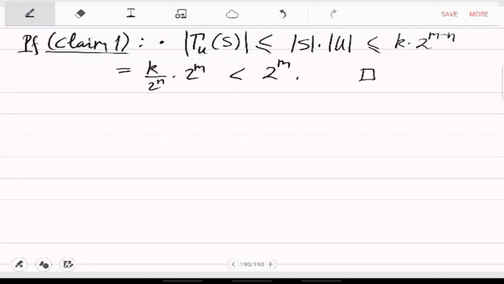So next is claim 2, where we start with a large S and we have to find k points or k vertices such that starting from this S, everything is a neighbor. Now since we don't have any information about S, we cannot construct U systematically. So what we do is we give a probabilistic argument.